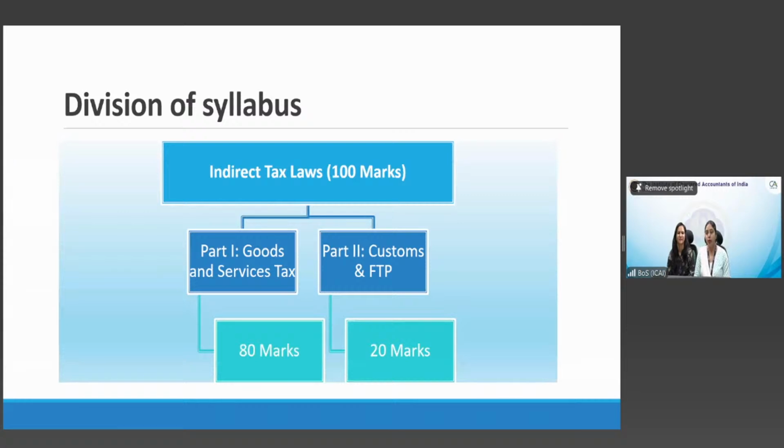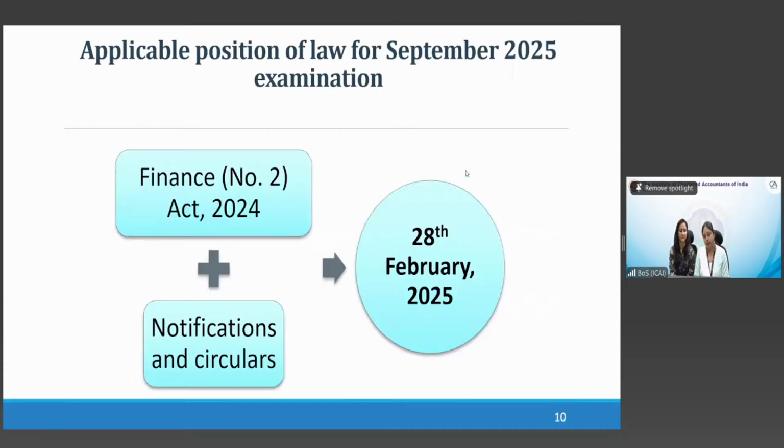So we'll quickly go through the division of syllabus. As we know, this paper number 5, indirect tax laws, is of 100 marks, and there are two parts basically. Part 1, goods and services tax, carries a higher weightage, that is of 80 marks, and part 2 comprises customs and foreign trade policy. Customs and FTP together have a weightage of 20 marks.